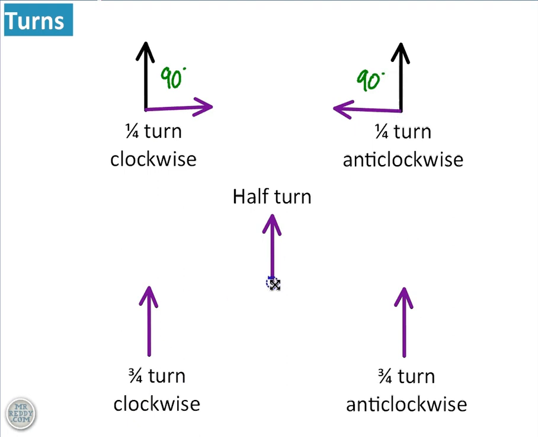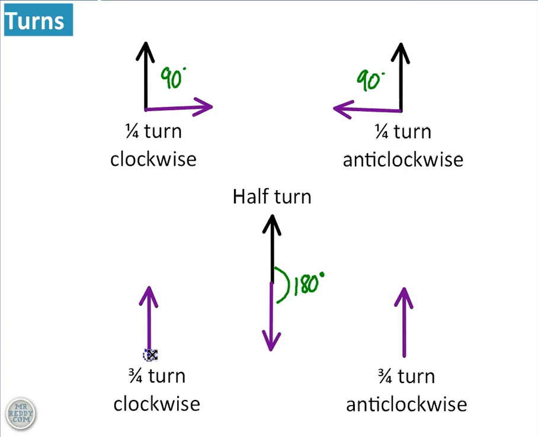If we were going to turn something half a turn, it would look like that. We could either turn it clockwise, or we could turn it half a turn anti-clockwise, but it's the same thing. And that's an angle or a turn of 180 degrees.